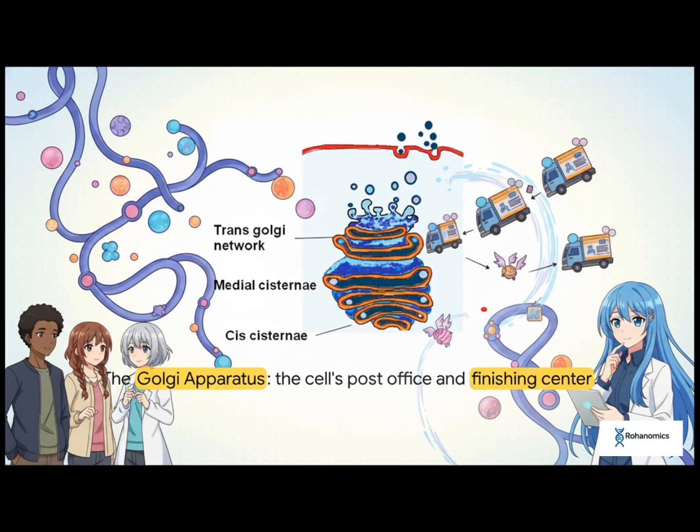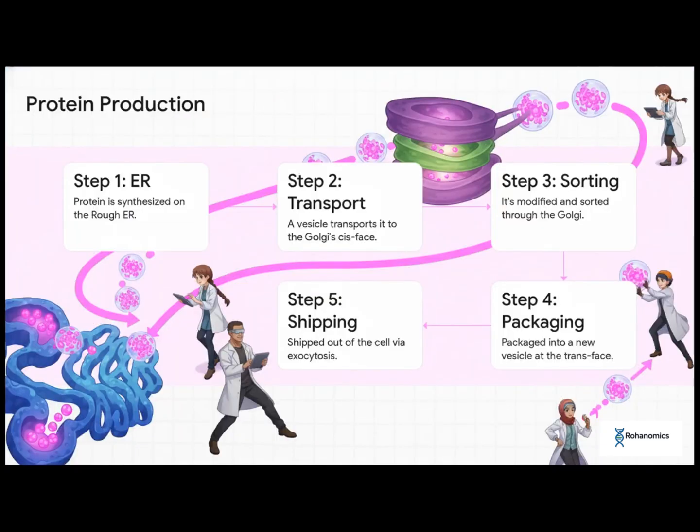This is the cell's post office and finishing center, all in one. It takes in the rough products from the ER, puts on the finishing touches, sorts them, and then packages them up for their final delivery. So let's trace the whole path, step by step. Step 1, it's made on the rough ER.